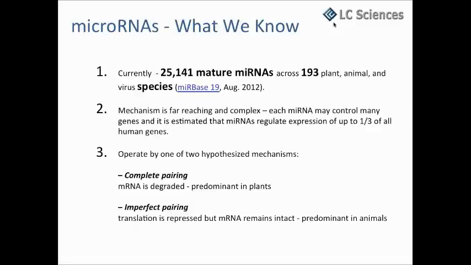As mentioned earlier, there are two different mechanisms that are being discussed. One is predominantly present in plants, where you have complete pairing of the microRNA to the messenger RNA target. So translation is being repressed, and as a result, messenger RNA is being degraded. In the mammalian system, you have typically imperfect pairing. So you have binding that's tight enough to repress translation, but it doesn't trigger degradation of the messenger RNA yet.